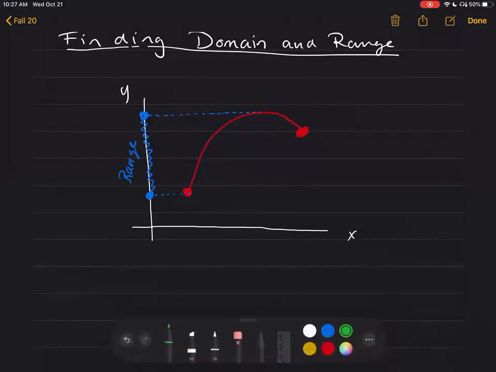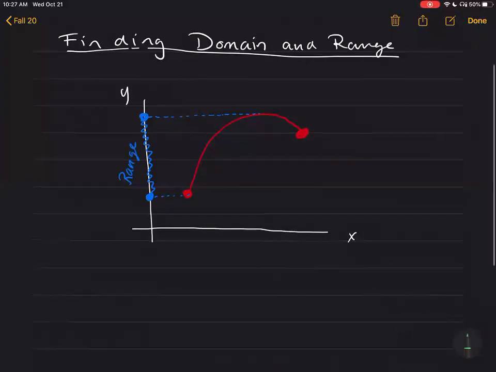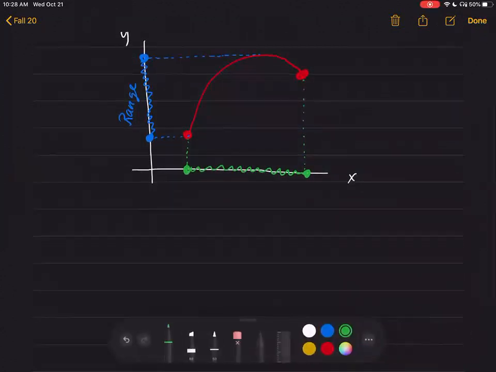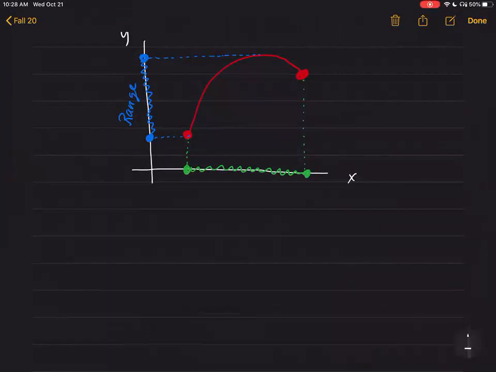Finding the domain is pretty similar. You draw little lines down to the x-axis this time. And so you can imagine if you took your graph and you squished it against the x-axis, wherever the graph is getting squished to, that's the domain. So in this case, the domain is these 2 points and everything in between them, like that. So let's look at maybe a more concrete example, something that might be on your homework for example.